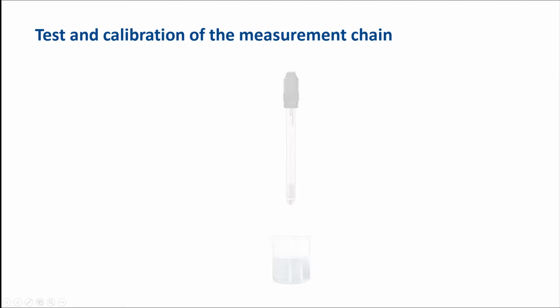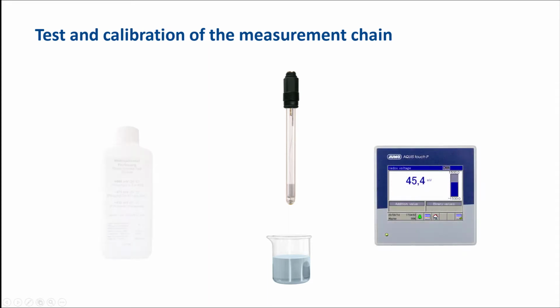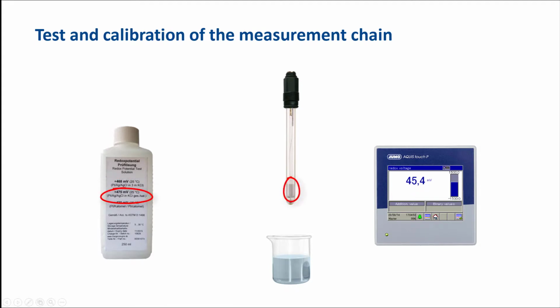The measuring circuit is tested with a test solution. It is important that the metal and the diaphragm are in the solution. The transmitter must indicate the redox voltage specified on the vessel. The test solution produces different redox voltages for electrodes with or without salt reserve. The salt reserve consists of recognizable salt rings in the reference system.